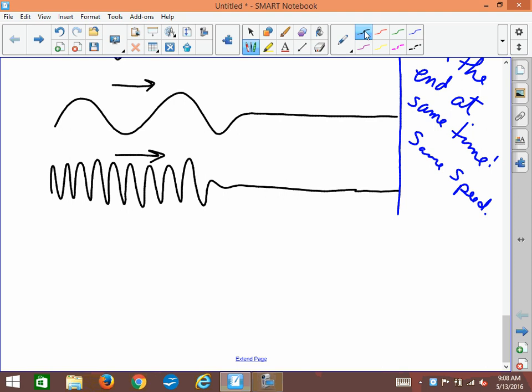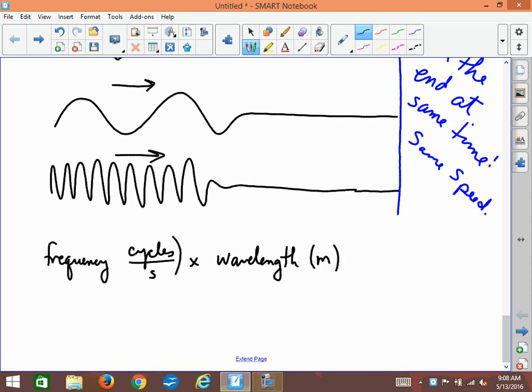Let's take the idea of frequency, which is cycles per second. We've learned that already. And remember, it's just a number on top. It's a counting number on top per second. Let's multiply that by a wavelength, which is simply how long a wave is, which is measured in meters. So I'll put these units in brackets.